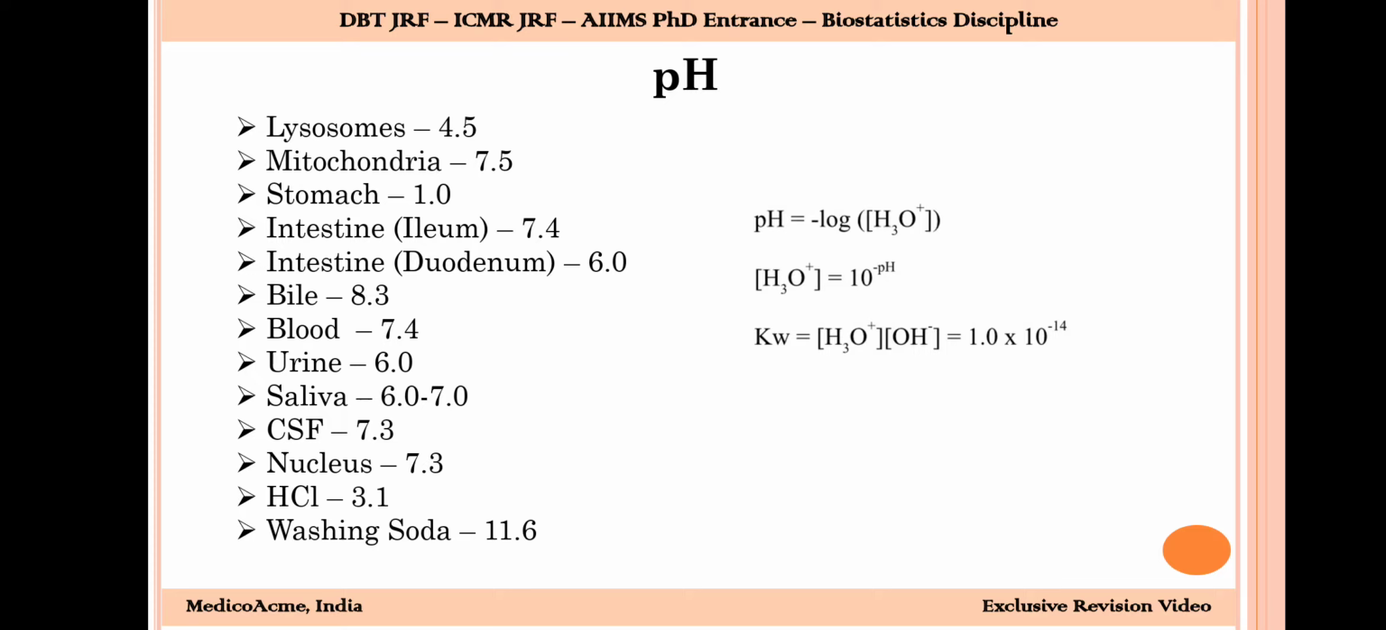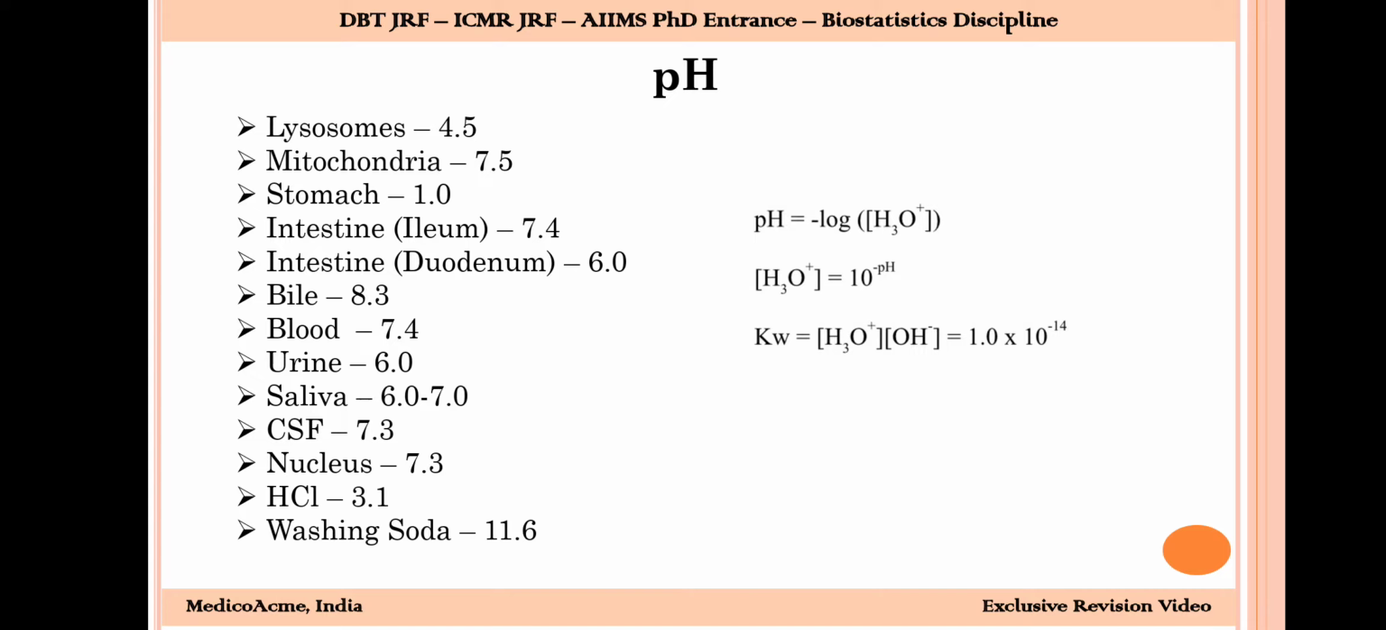So by this formula and the upper one, you are going to solve many questions, and the inverse also: H3O plus ion concentration equals 10 to the power minus pH. So with these three formulas you are going to do the diverse calculations for the pH in the exam.